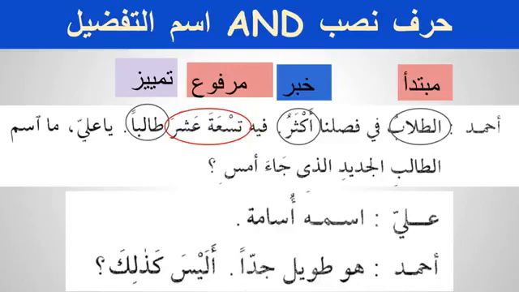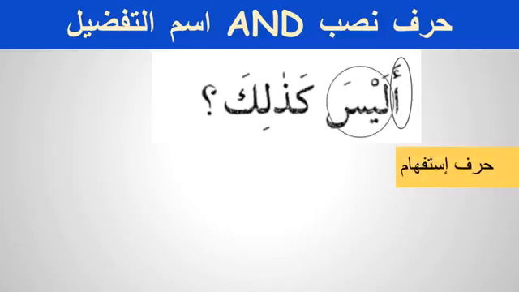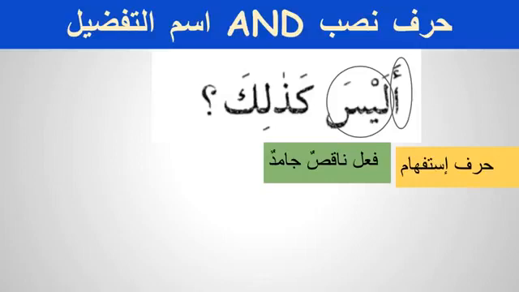He is very tall. Alaysa kazalik. So we're going to analyze this. Alaysa kazalik. So what is alaysa kazalik? We know it's a harfu istifham. Okay. And laysa is fa'al naqisun jamidun. And ka here means it is harf jar, which means like. So here he's asking, laysa means he is not. So if you put means is he not.